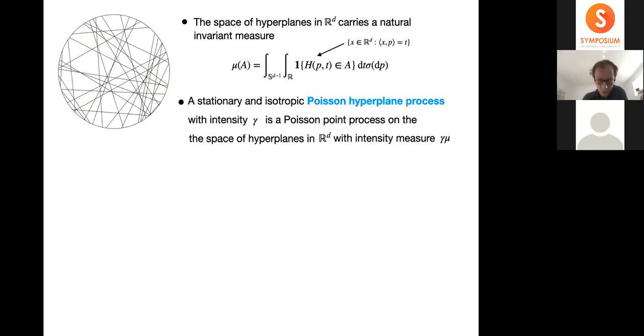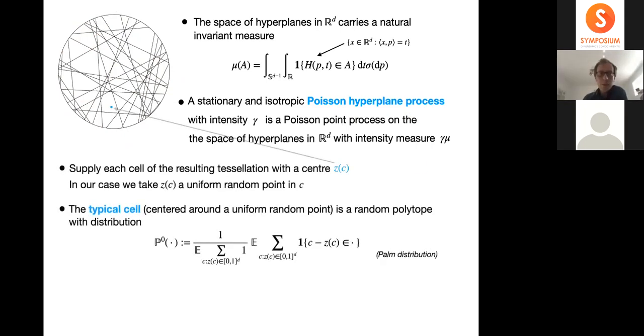These are random polytopes, countably many. And one of them is of particular importance. This is the typical cell. And how do we define the typical cell? First of all, we supply each of these random polytopes, each of these cells, with a center, just a reference point. You are pretty much free to choose one of these reference points, but for us it's very convenient to choose in each of these polytopes a uniform random point. So this could be the blue point here.